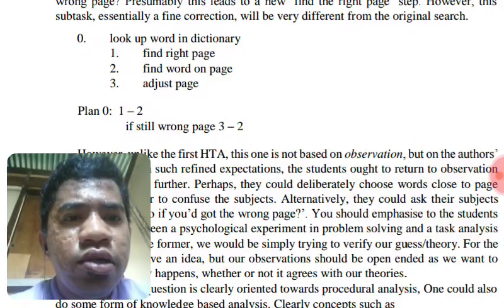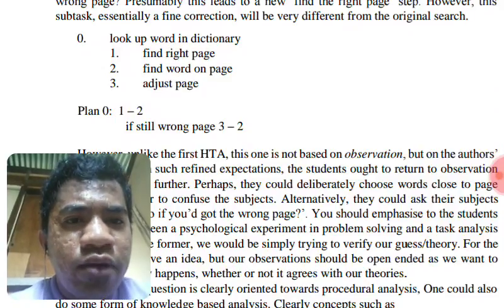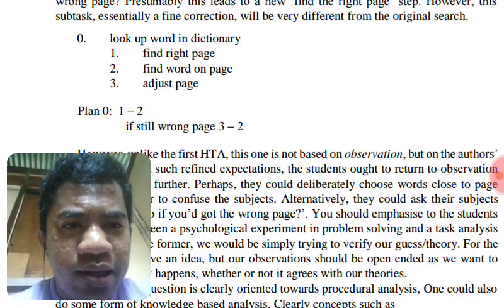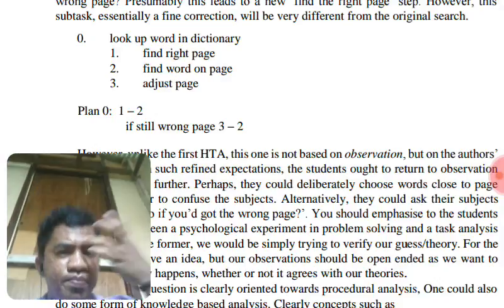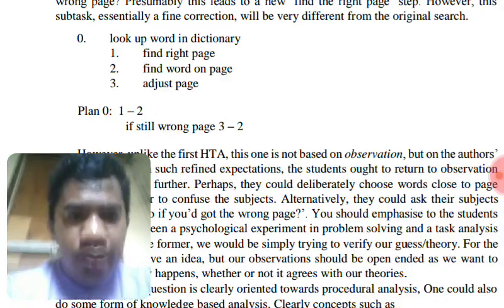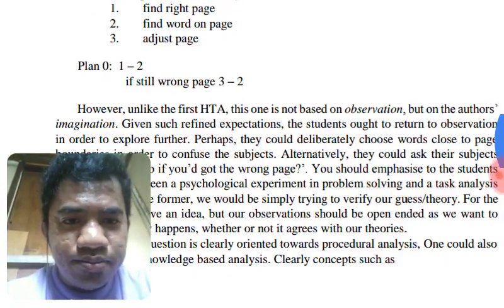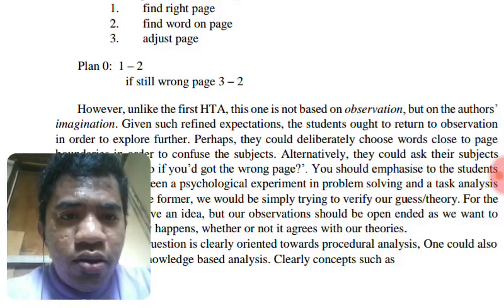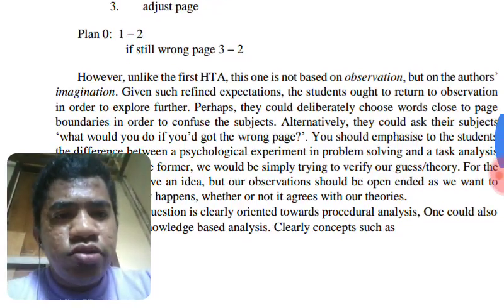0. Look up a word in the dictionary. 1. Find the right page. 2. Find a word on the page. 3. Adjust page. Plan 0, 1, 2. If still wrong page, 3, 2.